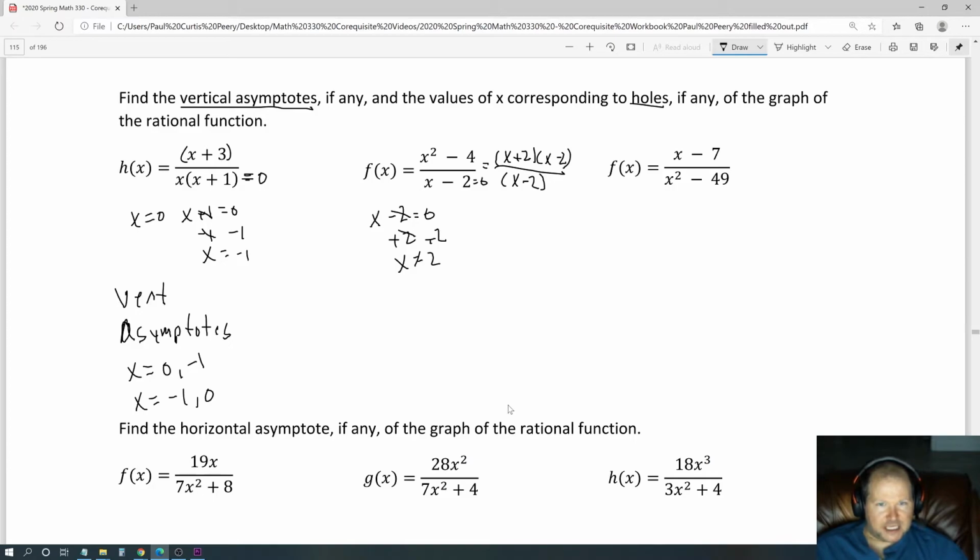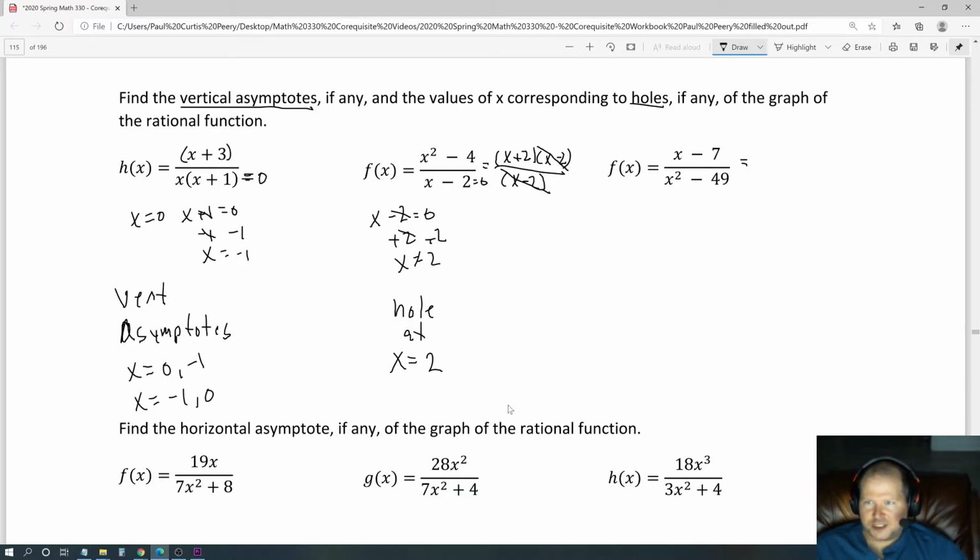So the only question is, is that going to be a vertical asymptote, or is it going to be a hole in the graph? In this case, since the x minus 2's actually do cancel out, this is going to be a hole. So there's going to be a hole at x is equal to 2. Whenever x is equal to 2, there is going to be a hole. Okay, so let's try the next one.